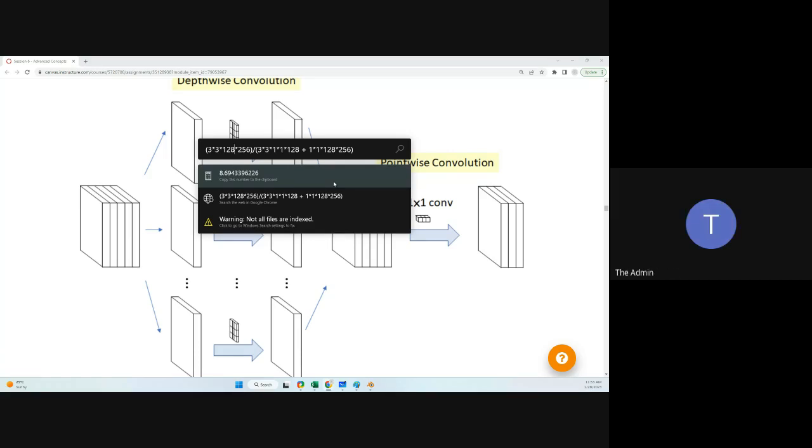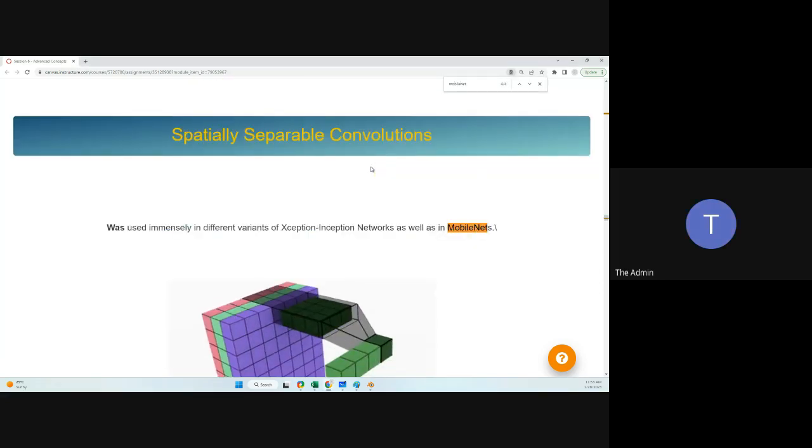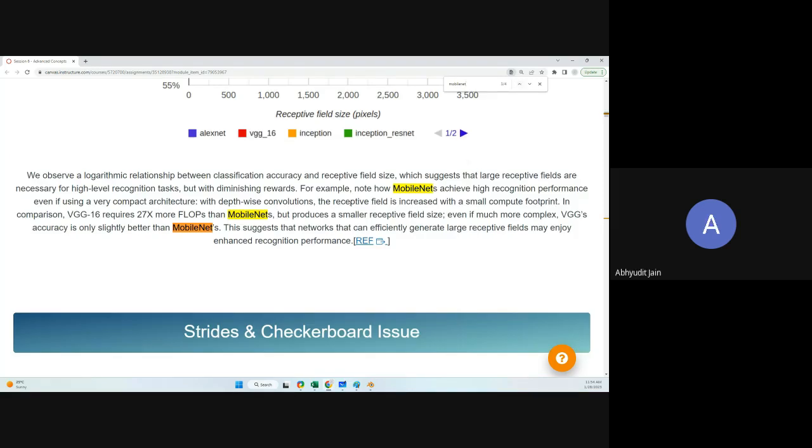All right. Yes, sir. Okay. Now Control F, MobileNet. So is there any negative also to this, or just positive?